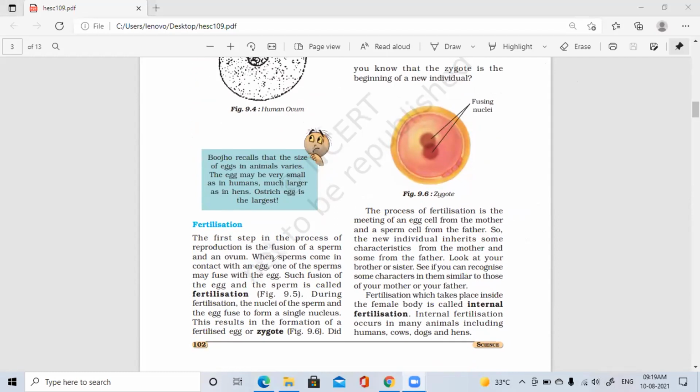So what is fertilization actually? The first step in the reproduction process is the fusion of sperm and ovum. Sperm and ovum will fuse with each other, right? Then the egg will be fertilized. Such fusion is known as fertilization. During fertilization, what happens? The nucleus of the sperm and the egg fuse, they form a single nucleus, and that formation is known as the zygote. Very important. What is a zygote? That is the fusion of male and female gametes.